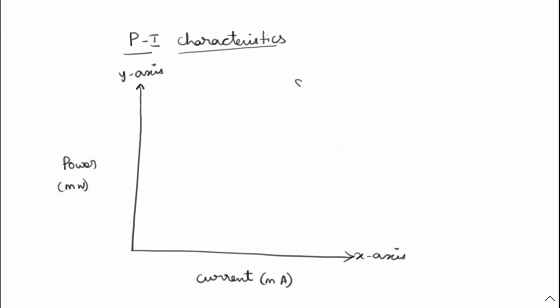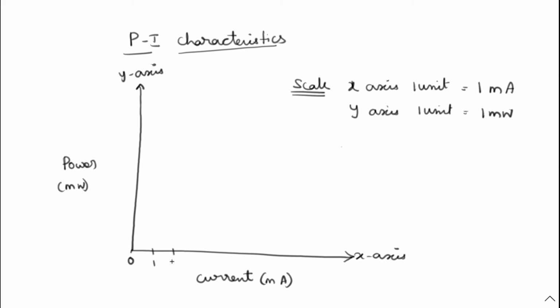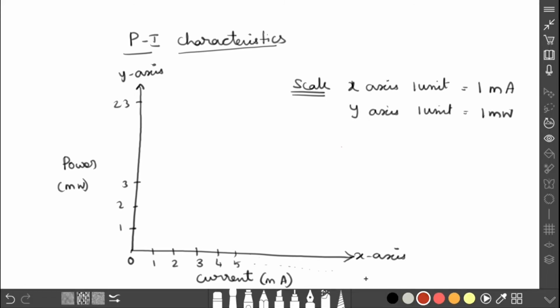Immediately we have to write the scale. What is the scale? X-axis, 1 unit is equal to 1 milliampere, for every 1 milliampere we have taken the value, and y-axis also increasing in the same order, so we can take 1 milliwatt. So this is origin 0, so here 1, 2, 3, 4, 5, like that we have to draw, and here also 1, 2, 3 up to 23 or 24, whatever the maximum value we are getting, up to that we have to take. So when we plot the graph for this, according to the current, the power is also increasing linearly, so almost we will get a graph like this.